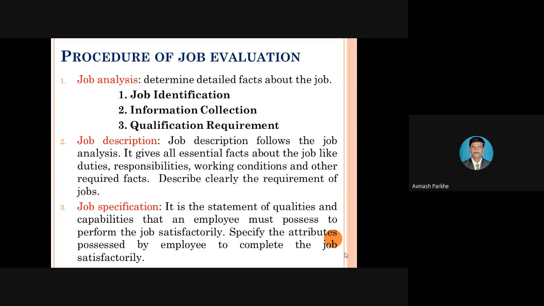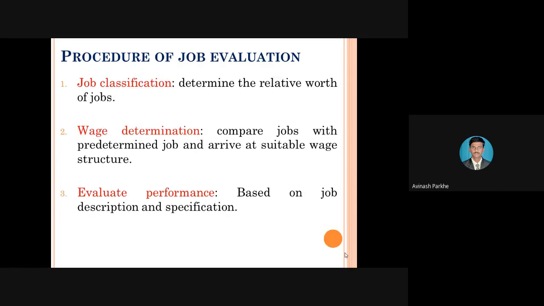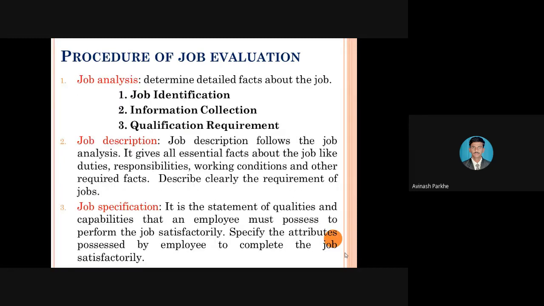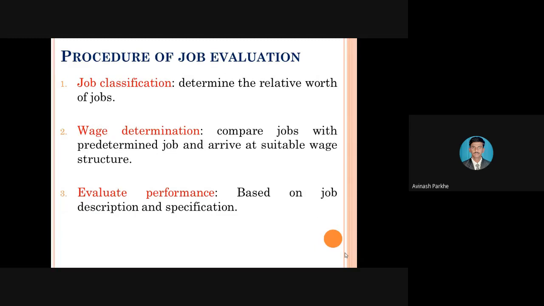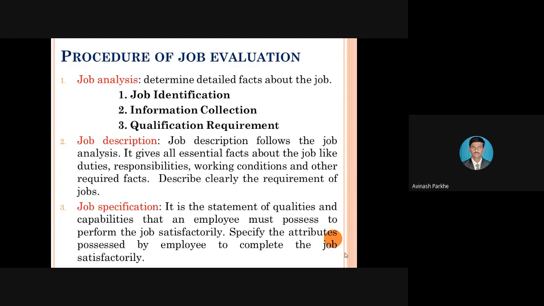So in that, some steps are there. The job evaluation procedure has a total of 6 steps. In the first slide, 3 steps or procedures are mentioned, and in the second slide, the remaining 3 are to be mentioned. The first process of job evaluation is job analysis.